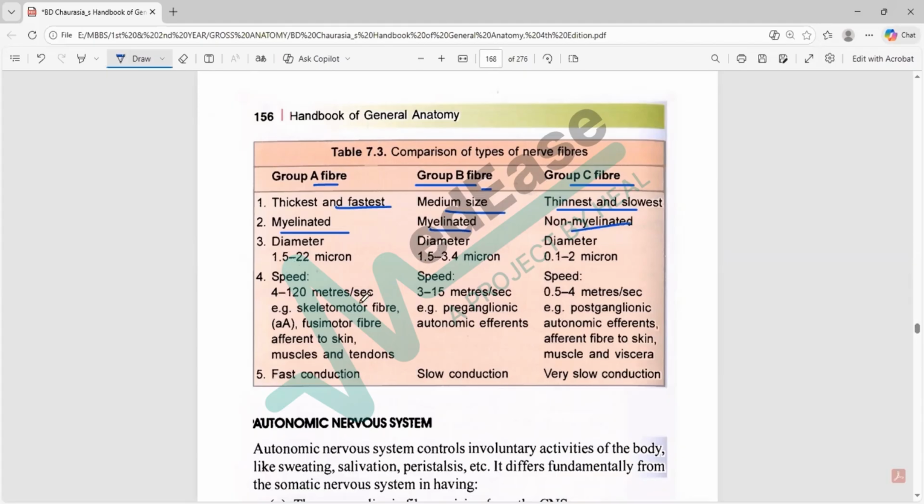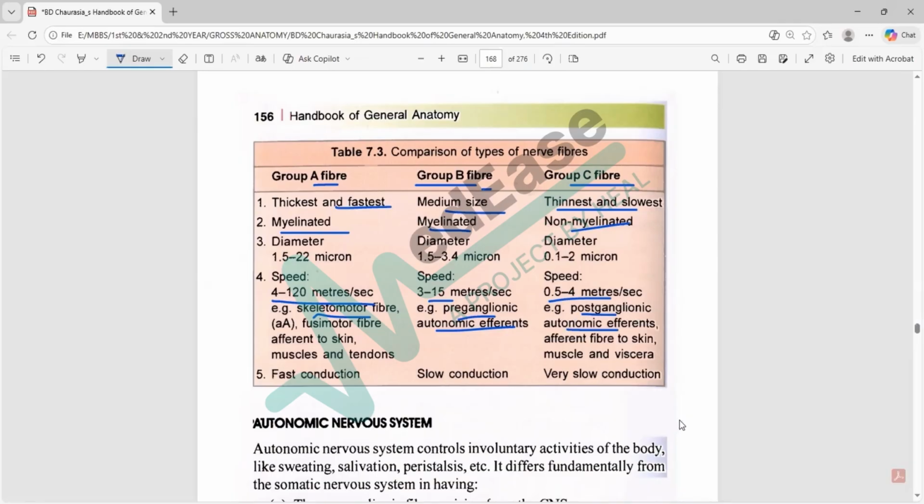They will have way more speed, and this will have lesser speed, and this will have very slow speed mainly. The group A is mainly related to the skeletal motor fibers, whereas the group B is mainly involved in the preganglionic autonomic efferents. And then we have the group C, which is involved in postganglionic autonomic efferents mainly.